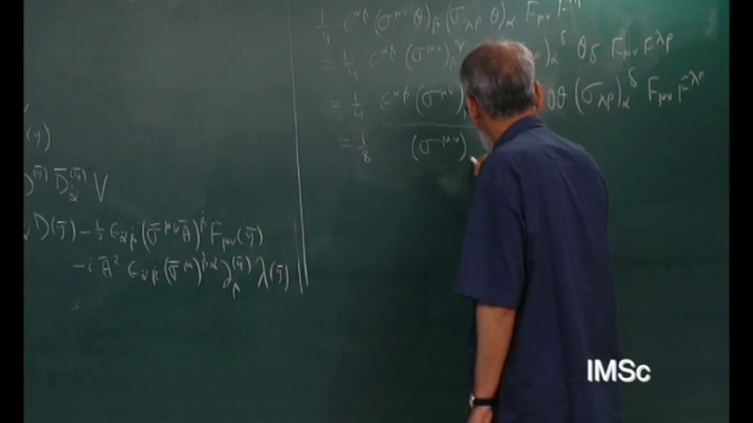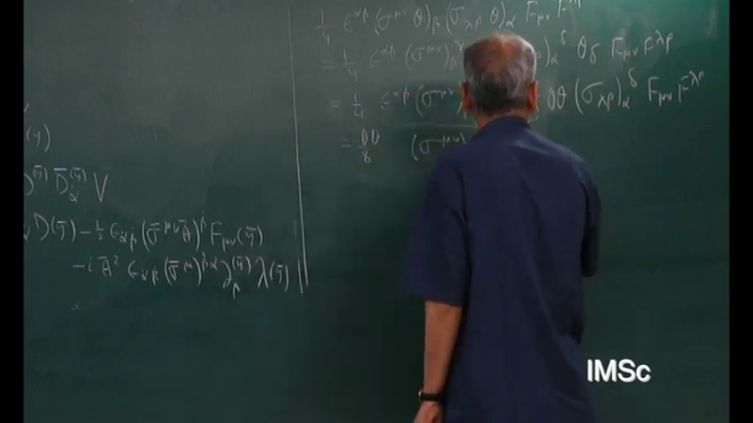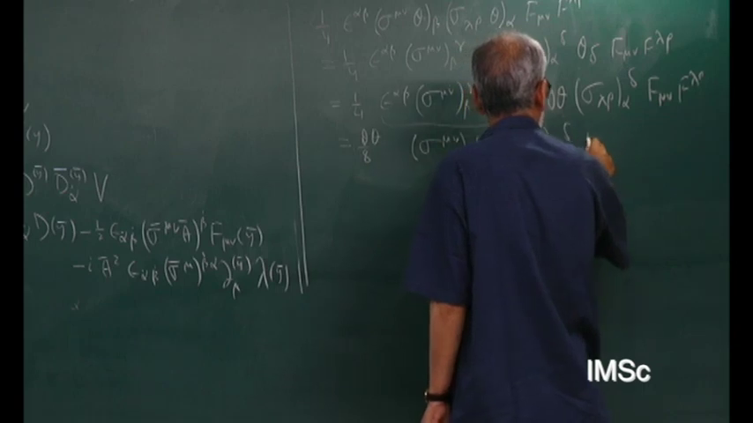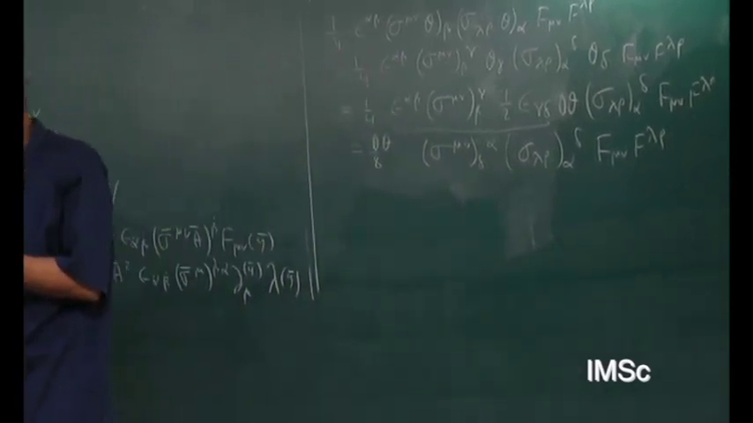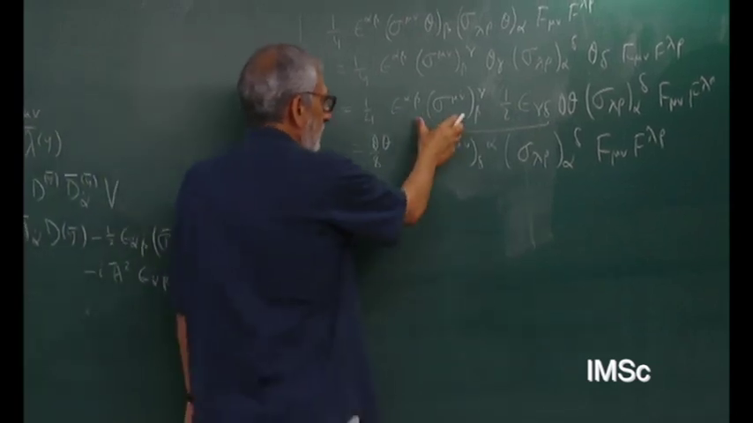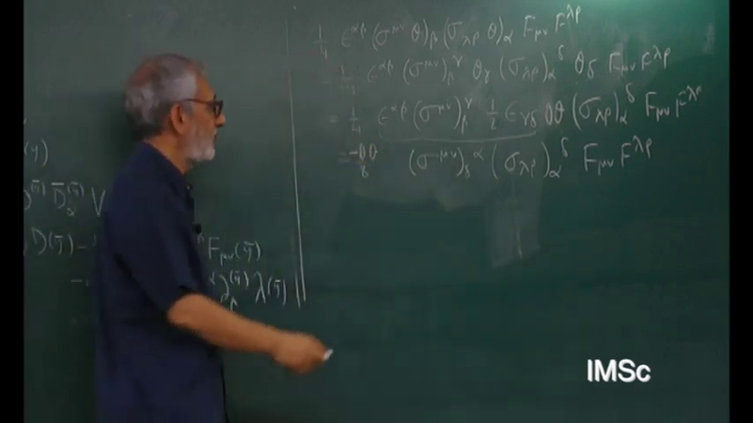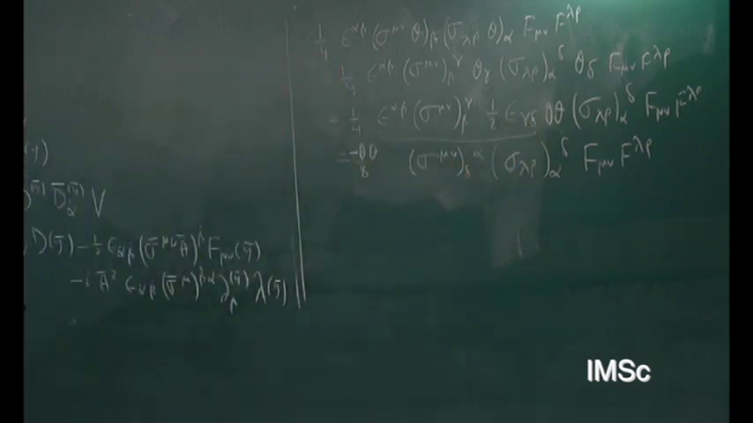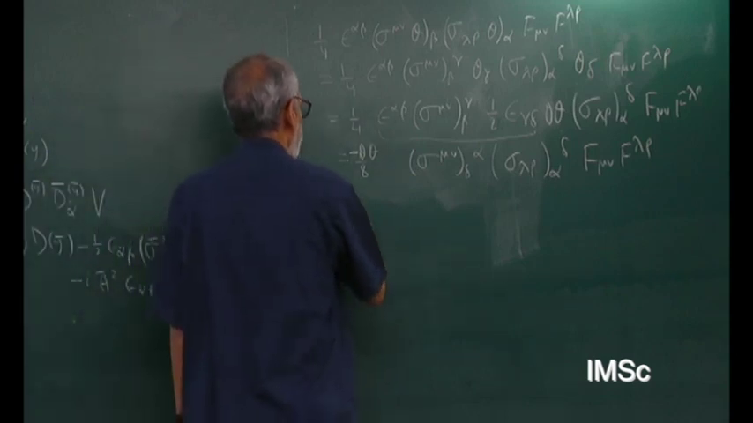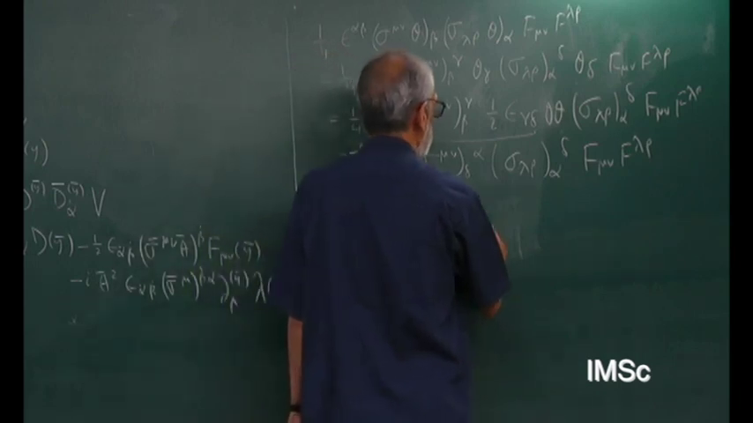With this label first and this label second, and I have theta theta out, sigma lambda mu alpha delta f mu nu f lambda rho. Do I have signs right? I think one sign change should be there because of this only, because this with two epsilons, when you rewrite, it's with a change of sign. This times epsilon is this object with a change of sign. That is minus theta theta 8 trace of sigma mu nu sigma lambda rho.